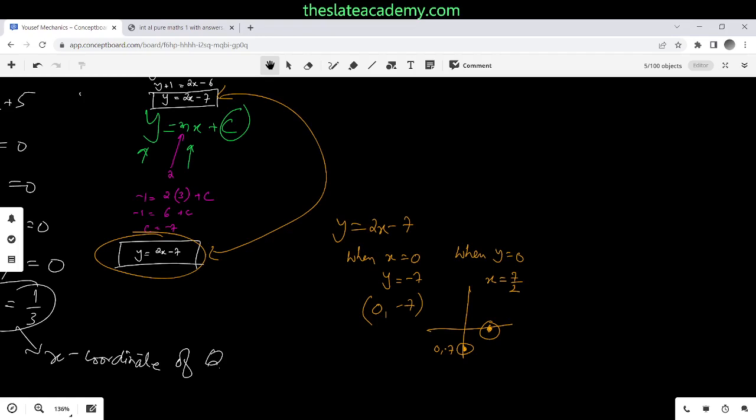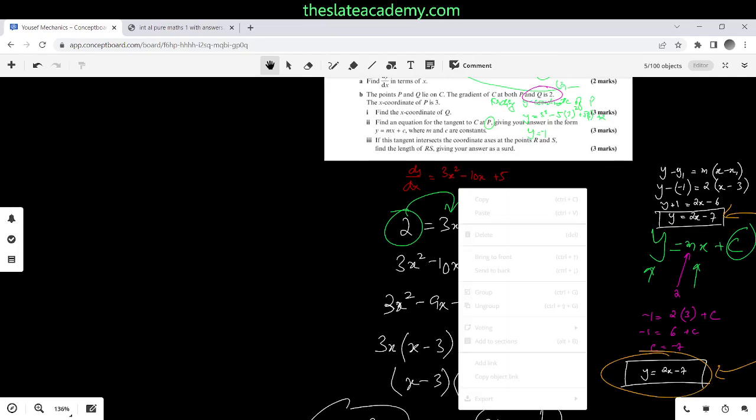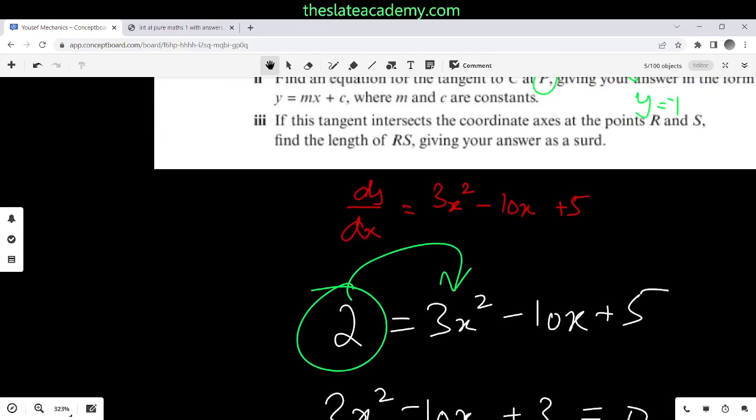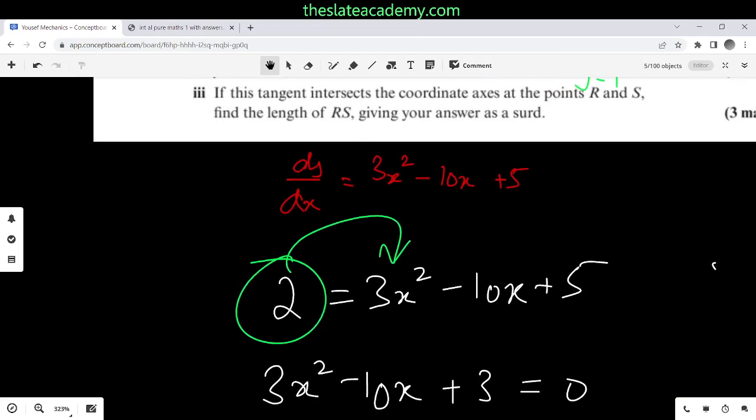Are you sure you're getting this part? Yeah, I get that part, because we're just putting it back into the equation. No, understanding the question is important. What is it that I have to find out? The tangent length. The equation of the tangent that I just found is y is equal to 2x minus 7.